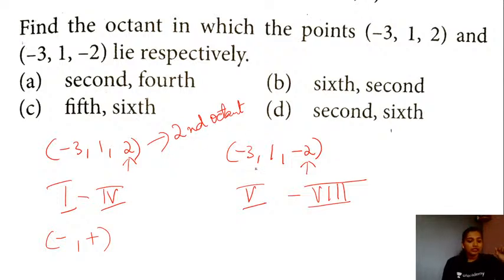Now coming down to the next point here, you have (-3, 1, -2), right? So the coordinates of x and y are also minus and plus. So between the 5th and 8th, right? So you will have the point that is in the 6th octant. There will be the signs negative, positive, negative. So option D will be the correct answer for the given question, students.